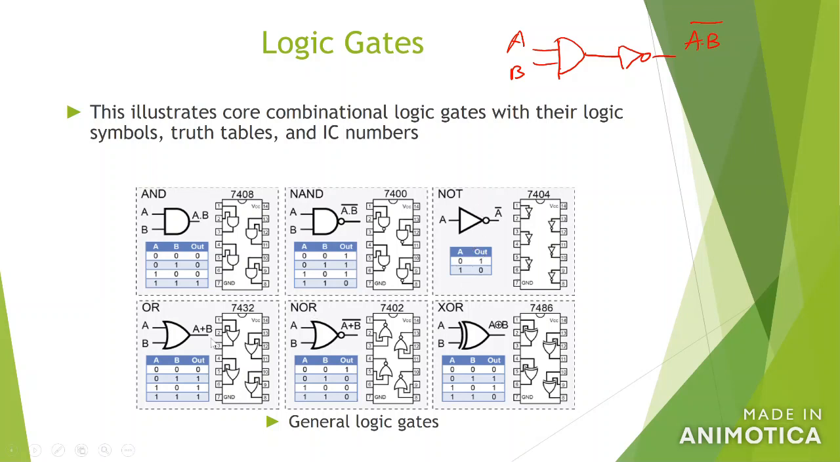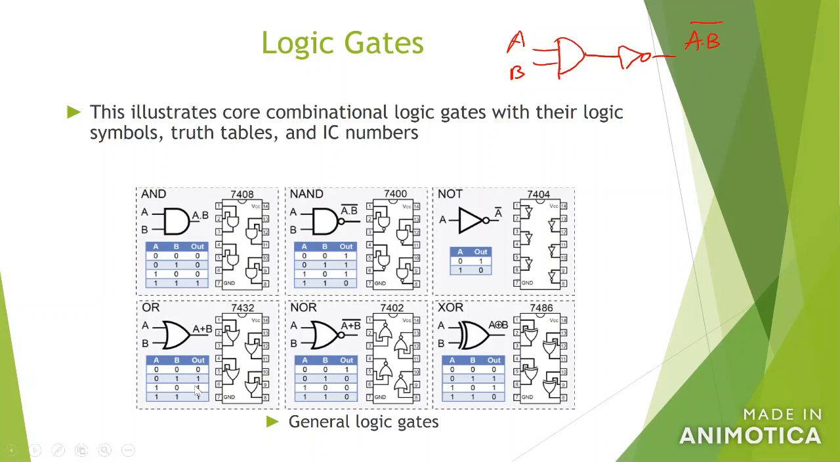And this is the OR gate. This is the symbol, and this is the package. The IC number is 7433. That's the OR gate IC circuit, and in it there are 4 OR gates, and this is the truth table. For the OR gate, only when both of the inputs are 0, the output is 0. Otherwise, the output is 1.